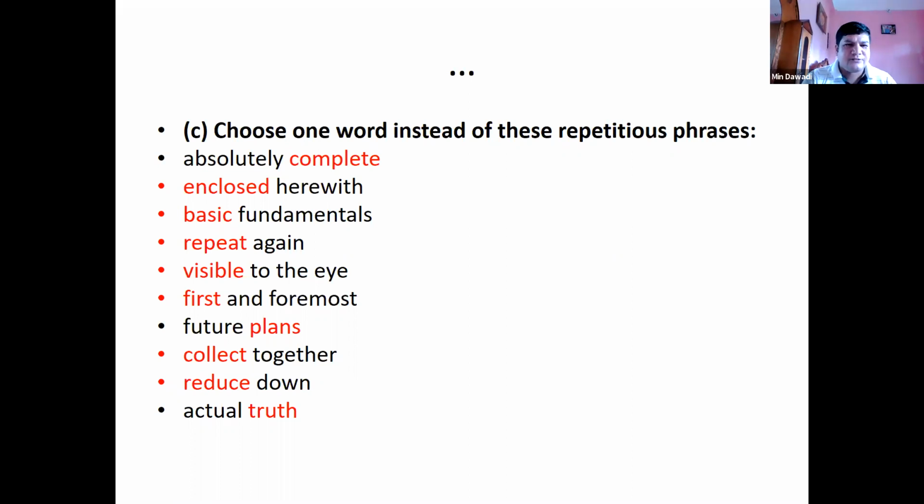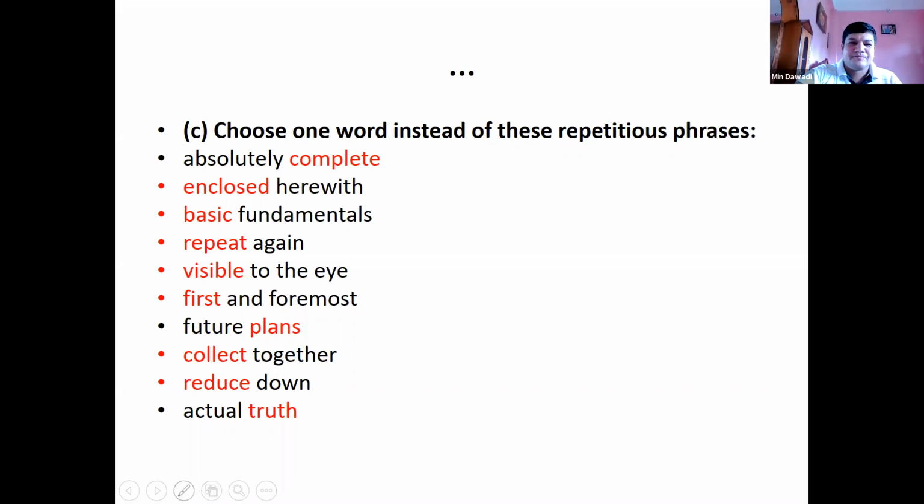So what we have to do, we have to use a single word or expression instead of many. If the meaning is clear using a single word or expression, then it is not necessary to repeat the synonymous words.